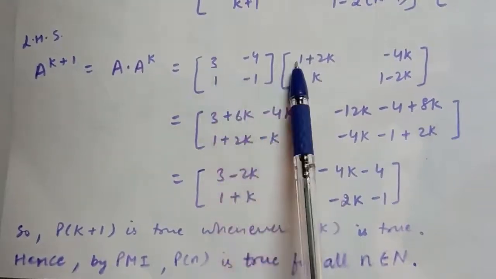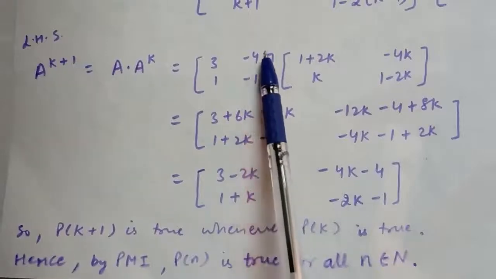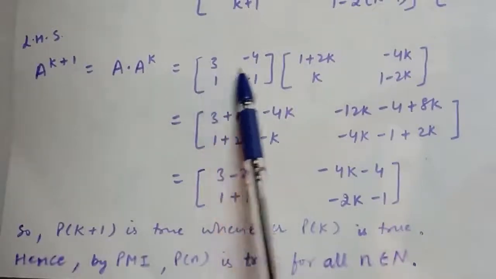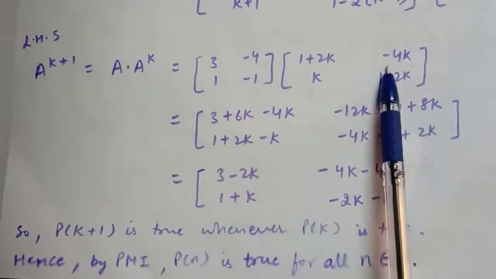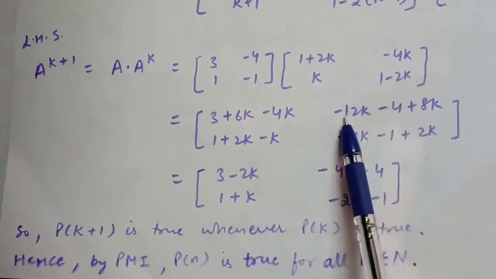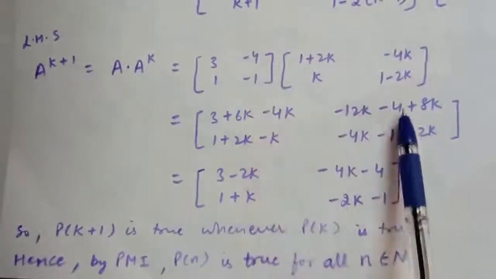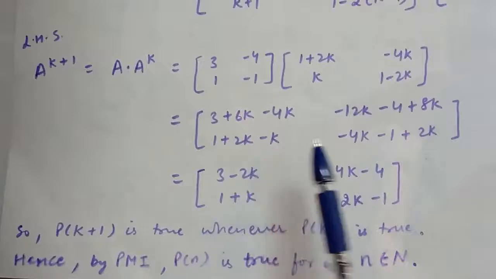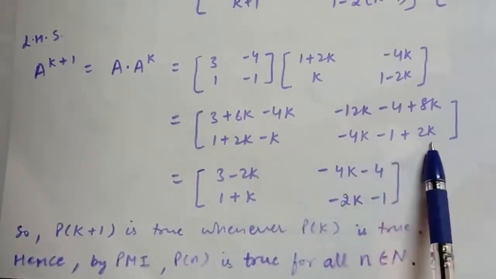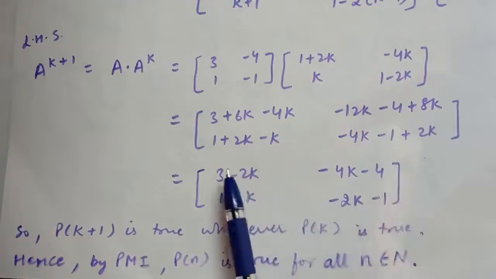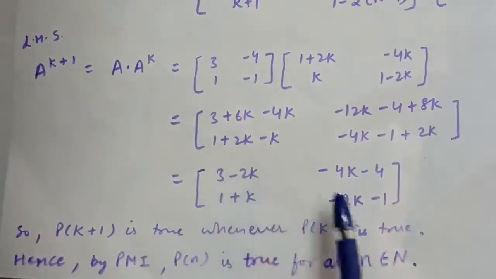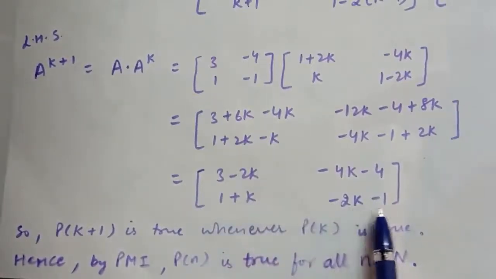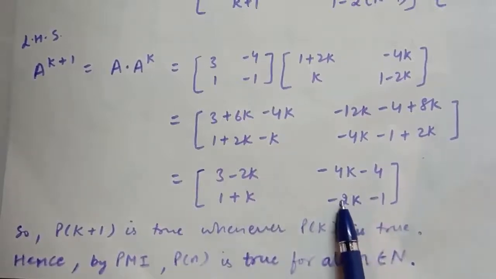So you will get 3 plus 6k minus 4k. Then for this element, multiply the corresponding elements of the first row with the corresponding elements of the second column of the second matrix. So minus 12k and minus 4 plus 8k. Similarly, you will get 1 plus 2k minus k and minus 4k, minus 1 plus 2k. Solve them, so you will get 3 plus 2k, minus 4k minus 4, 1 plus k and minus 2k minus 1. This is what we wanted to show.